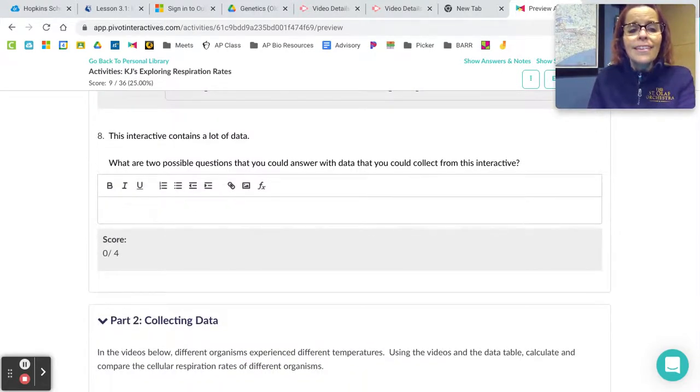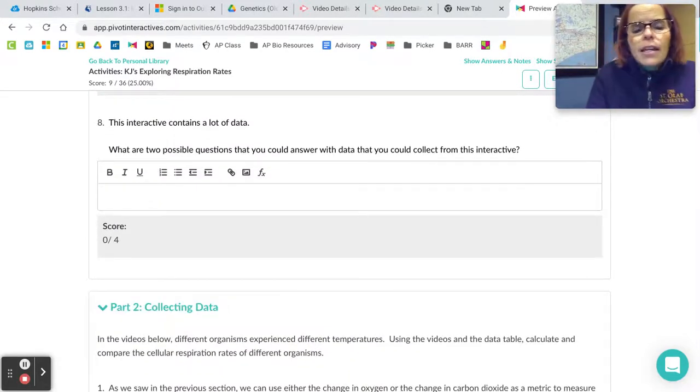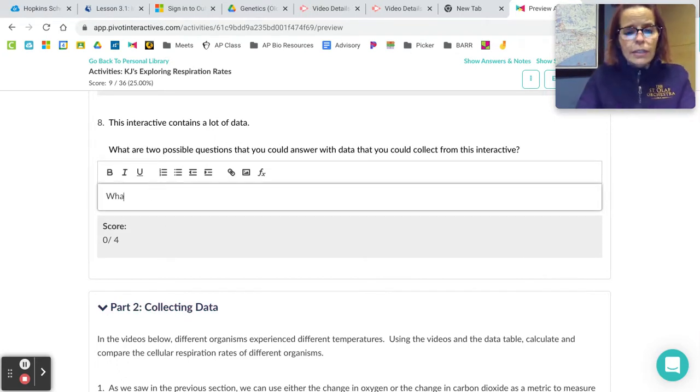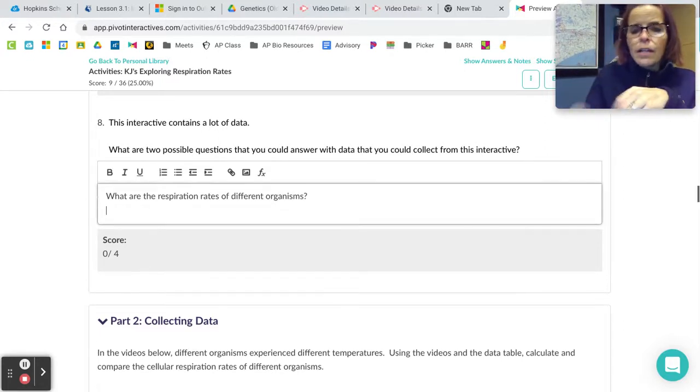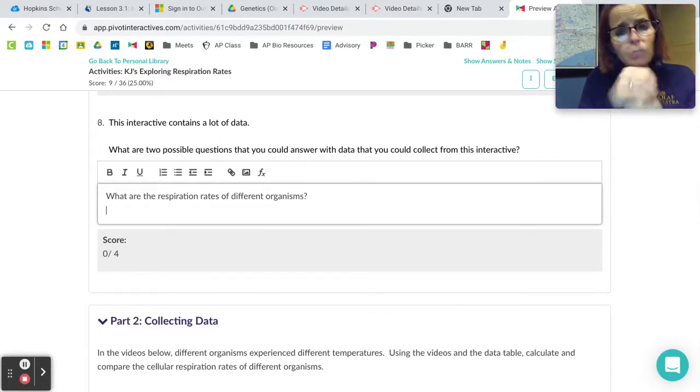All right, and then this is where you actually need to type a couple things. This interactive contains a lot of data. What are 2 possible questions that you could answer with data that you could collect from this interactive? One thing you could ask is, what are the respiration rates of different organisms? That could be just a simple question that we can answer. Another variable that you can change in this experiment is temperature.